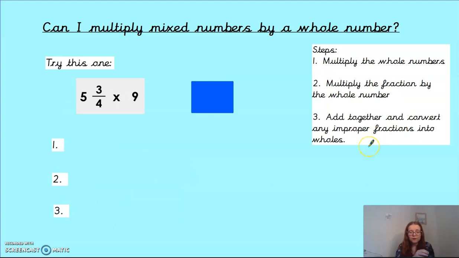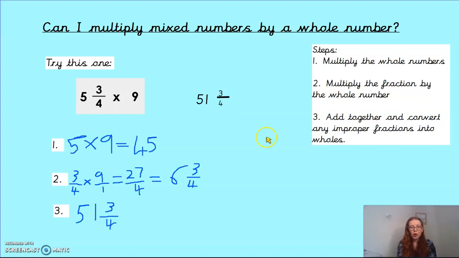All right, this one is for you to try. Can you have a go at multiplying the whole numbers, then multiply the fraction by the whole number, finally add it together and convert any improper fractions into wholes? Okay, so pause me here. I'm going to write down the answers or the working out while you do it as well so we can compare. And then when you unpause me, you should be able to check your answer. So unpause me, please, in 3, 2, 1.